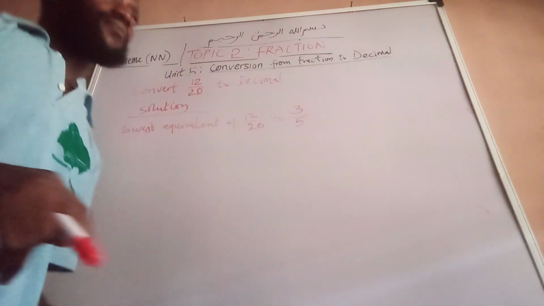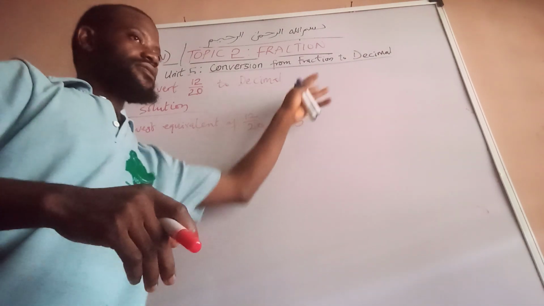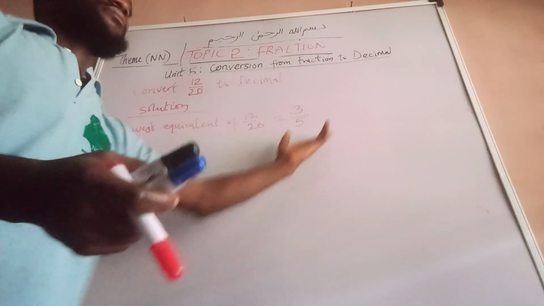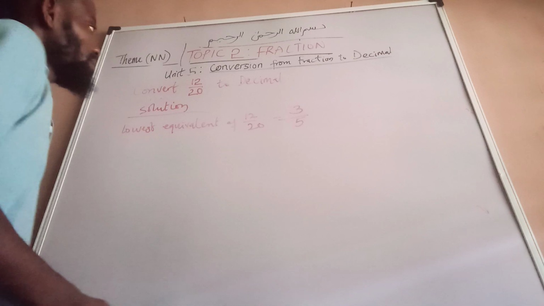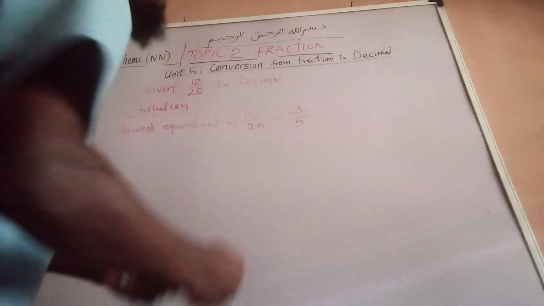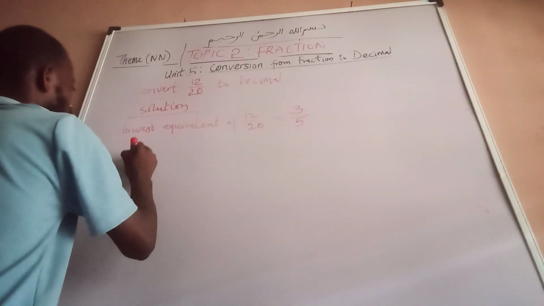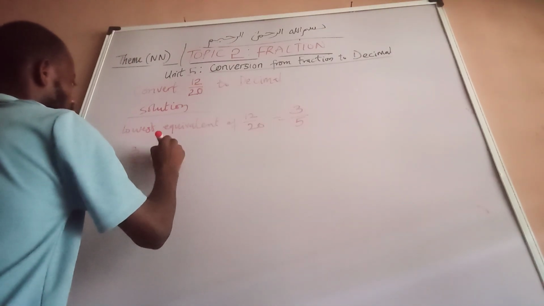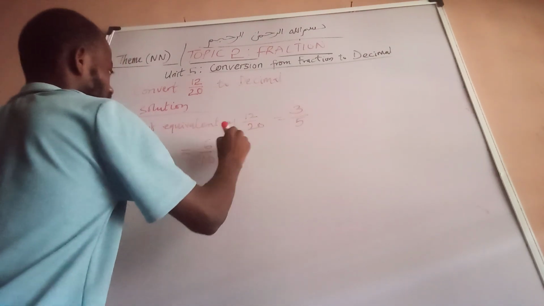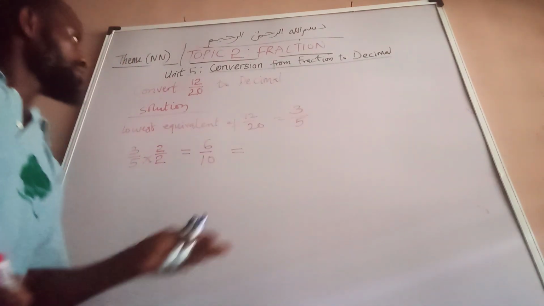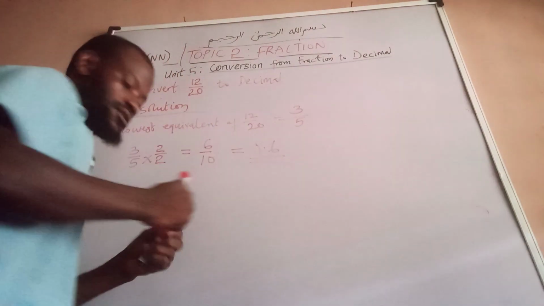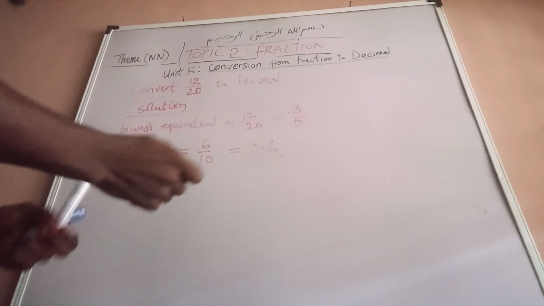Now, with this, this is 5, this is 3. So what number can we multiply with 5 to give us 10? If there is, we use it. Based on this, we can multiply it by 2. Definitely we multiply both up and down with 2. You now say 3 all over 5 times 2 all over 2, which is equal to 6 all over 10, which is equal to what? 0.6. As simple as that, 0.6.